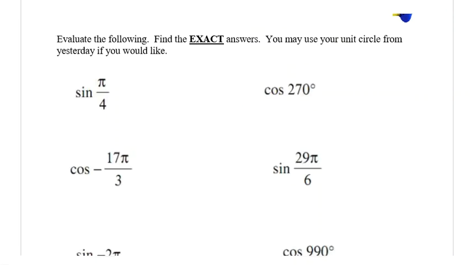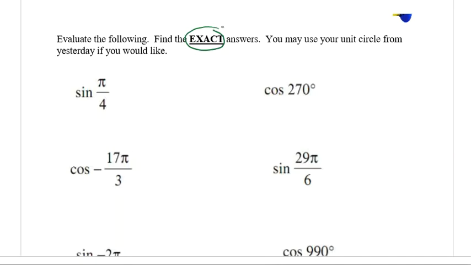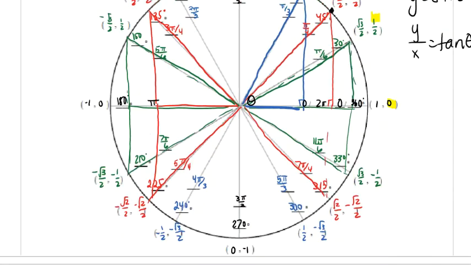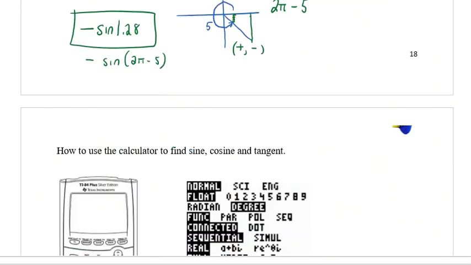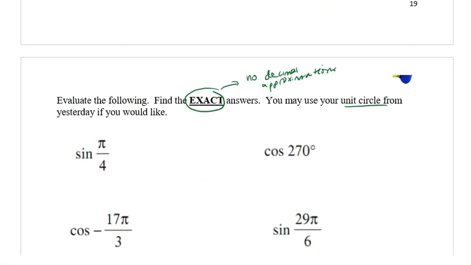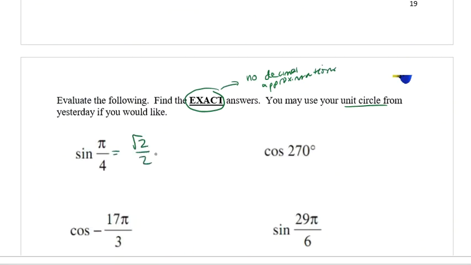You want to find exact answers. So here, this word exact means no decimal approximations. The ones we just did with the calculator were decimal approximations. What I want to use is our unit circle, and that's part of the reason I had the unit circle at the very beginning. So sine of pi over 4, go back to my unit circle, pi over 4 is root 2 over 2. So I did that one for you.